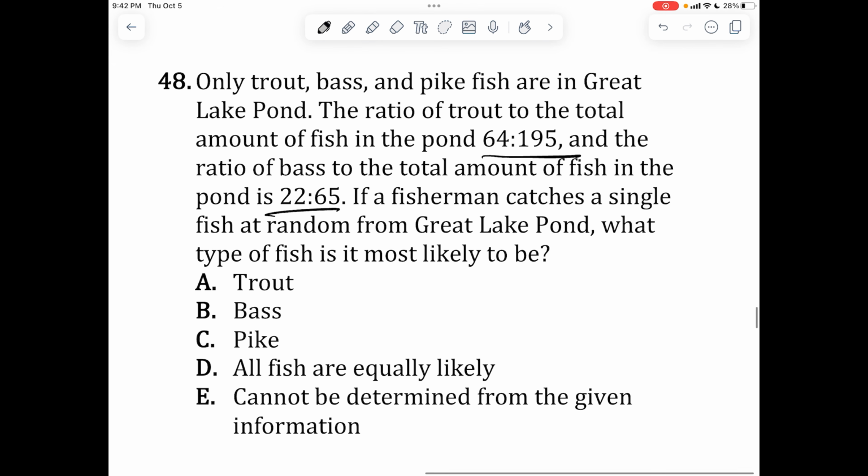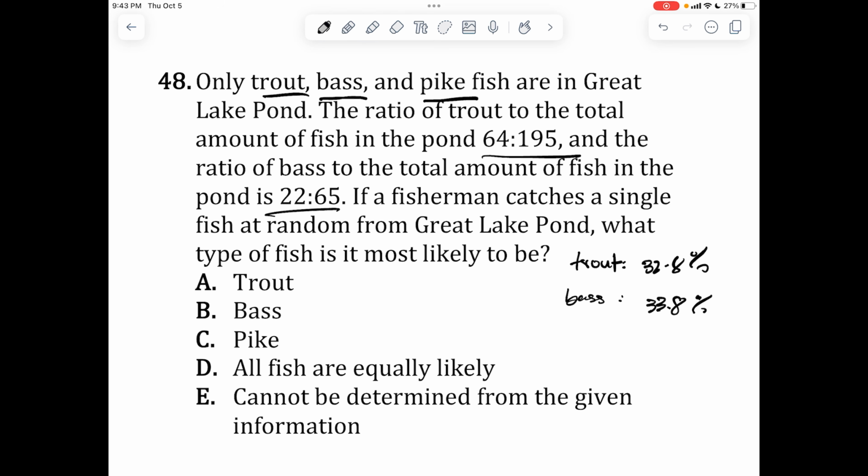Okay. So first, let's just find the percentage that each one makes up. So there's three types of fish. If we know the percentage, we know the percentage random chance of getting it. So trout is 64 over 195. That's 32.8%. Bass is 22 to 65. 33.8.